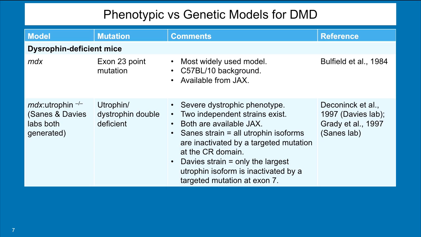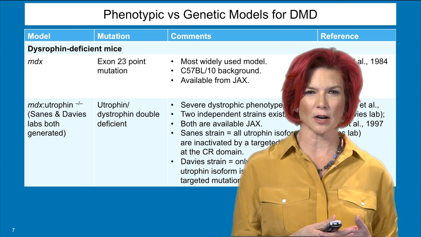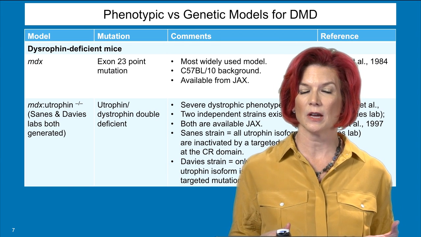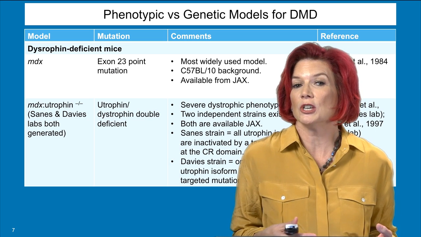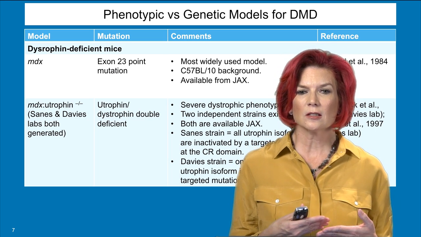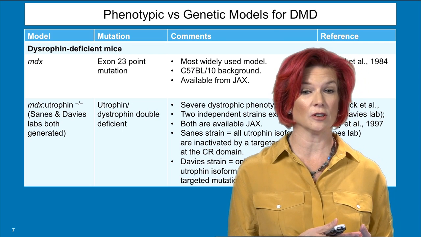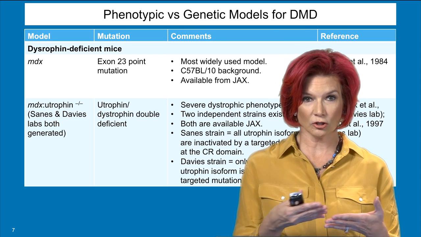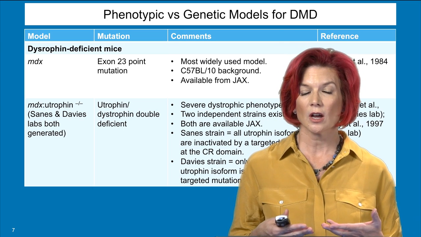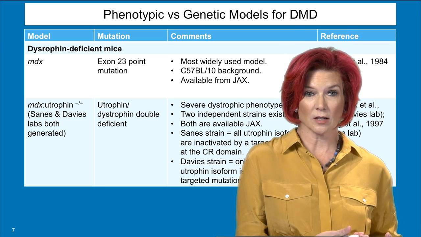phenotype. So scientists Dr. Sains and Dr. Davies created a mouse model, often referred to as the double knockout mouse. This mouse, again, is lacking dystrophin and lacking that compensatory protein called utrophin. Now, there are two strains of these double knockout mice that have targeted individually different regions of the utrophin gene. These mice are actually quite severe in phenotype. In fact, you can look in a cage and easily distinguish double knockout mice from wild-type mice.